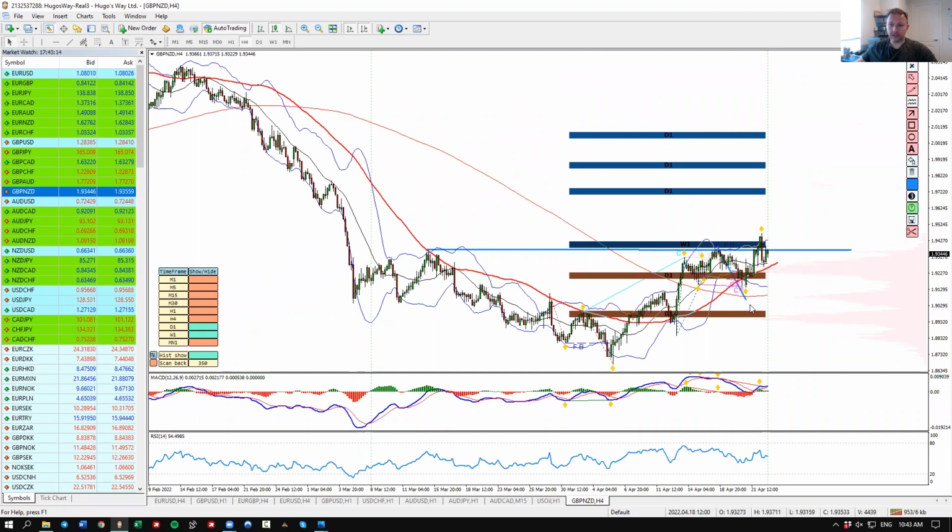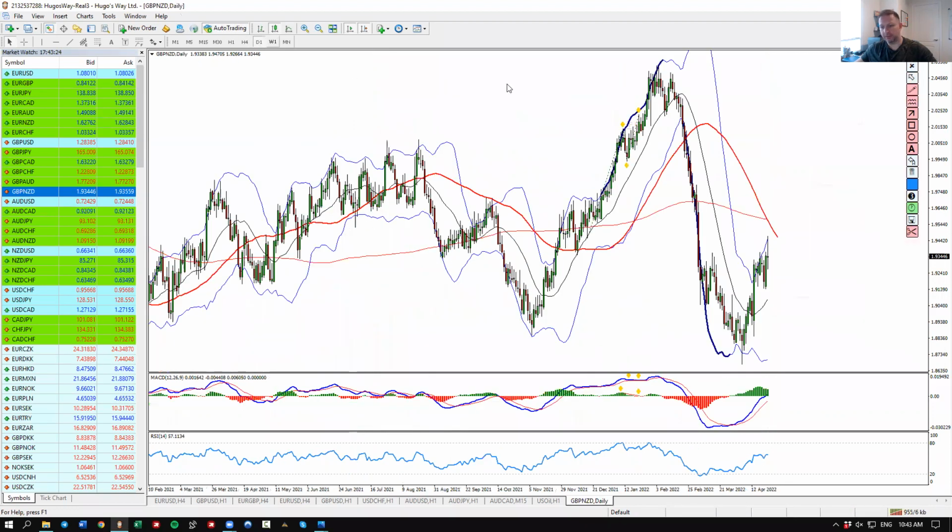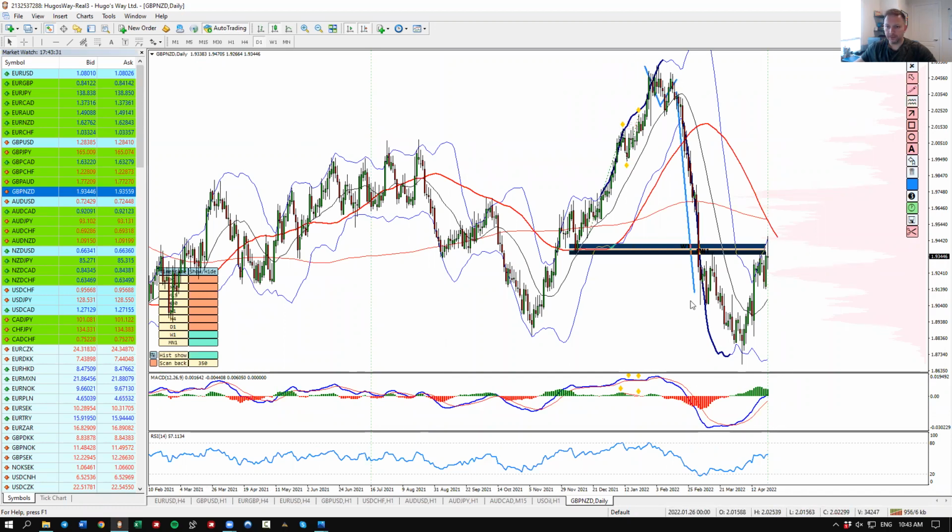We got it during the week, and then a bullish hidden divergence takes place and another rally comes. I'm still not confident about this pair at the moment because we are building up here a bearish hidden divergence. Let me show you that.